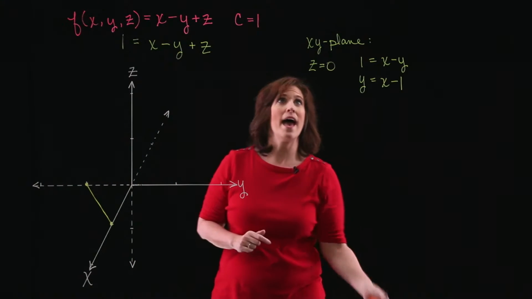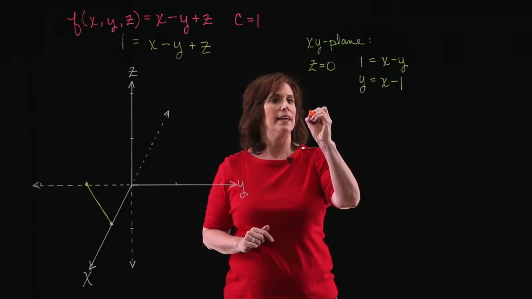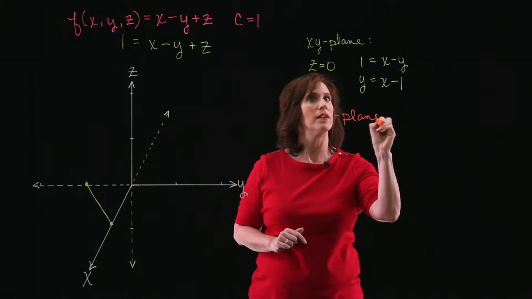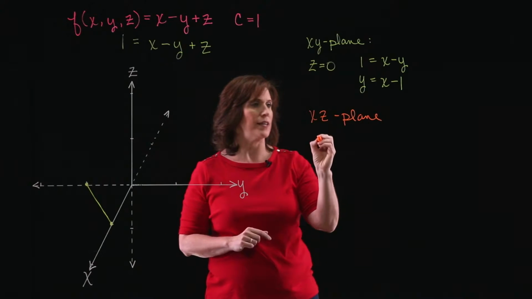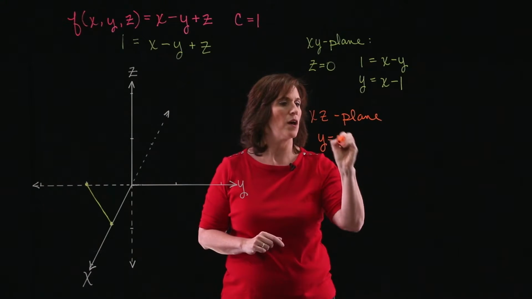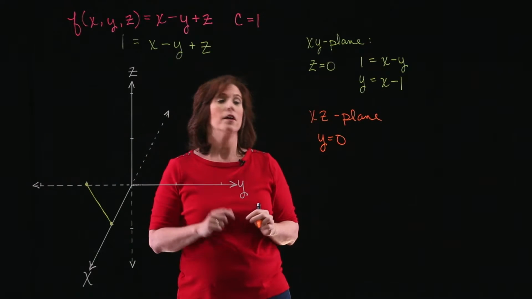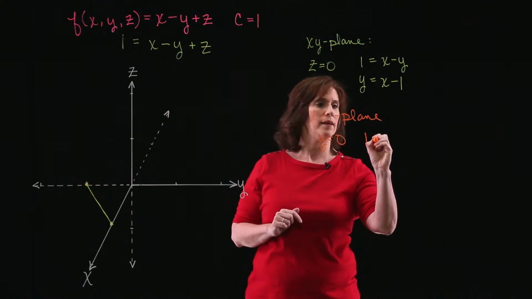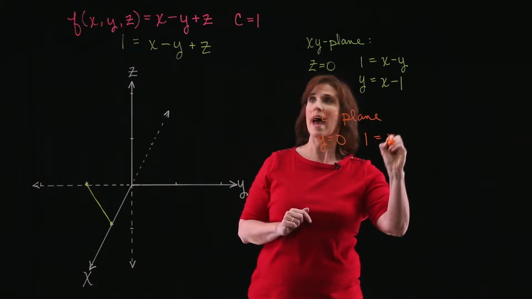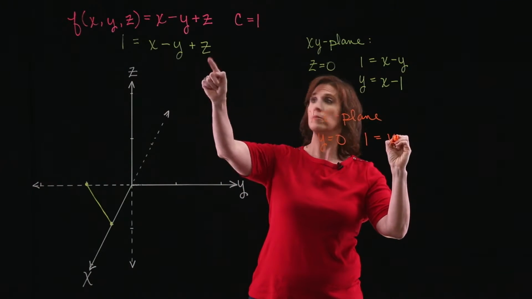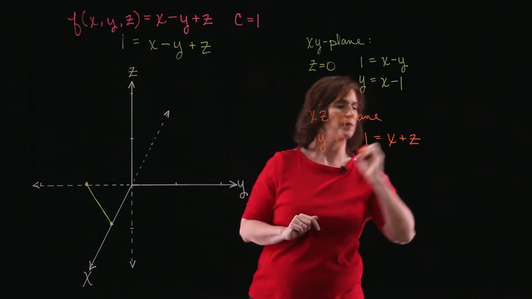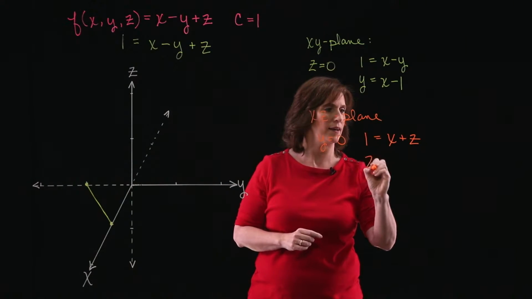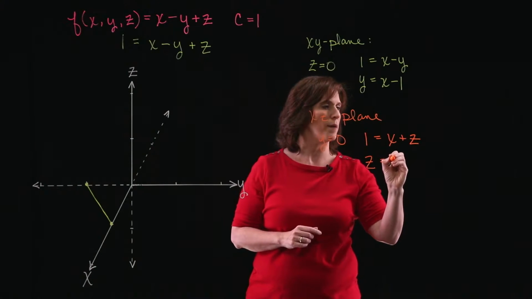Okay, let's go ahead and look at the xz plane trace. Okay, so in the xz plane trace, let's go ahead and look at the trace where y equals 0. So if y equals 0, my equation turns into 1 equals x minus 0 plus z. Okay. So I can write that if I want to as z equals 1 minus x.